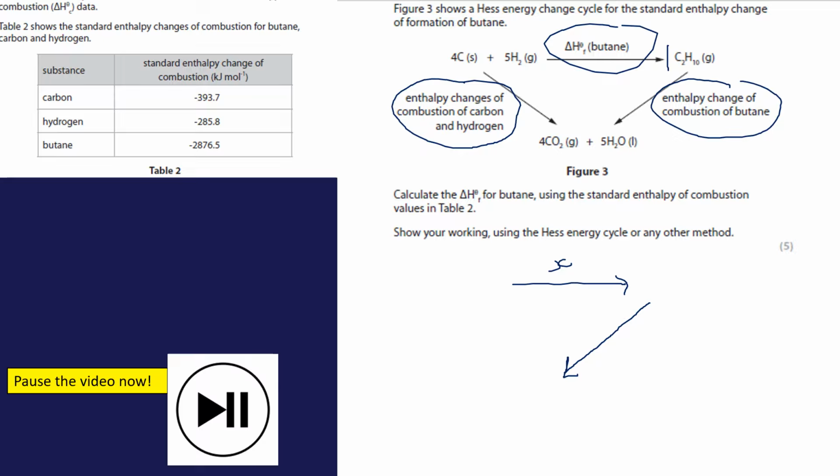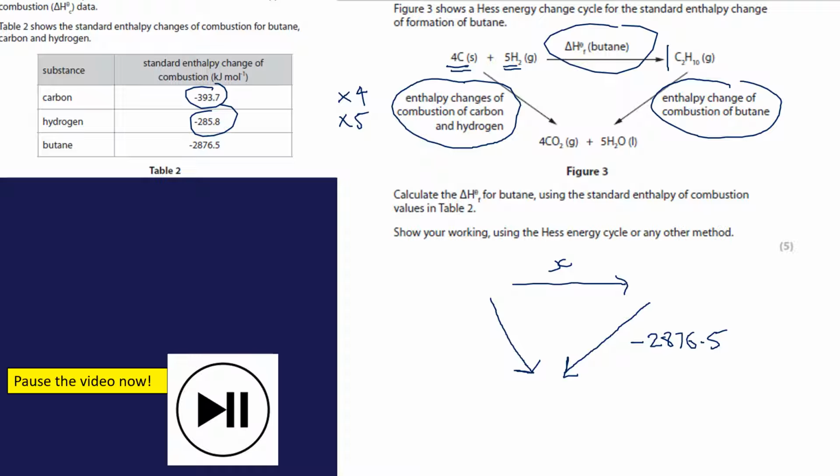The standard enthalpy of combustion of butane is minus 2876.5. The arrow on the left is a little bit more complicated because it's the combustion of carbon and the combustion of hydrogen. And specifically, it's 4 moles of carbon and 5 moles of hydrogen. So this value here needs to be times by 4, and this value needs to be times by 5. So it's 4 times carbon and 5 times hydrogen.